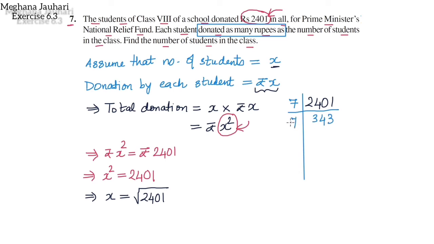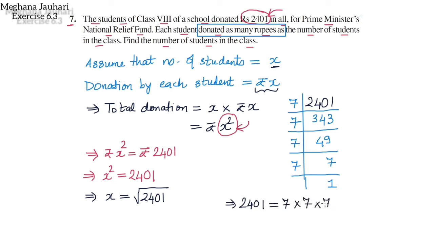Again it is divisible by 7. So we will get 49. Again divisible by 7. So 7 times 7 is 49 and 7 times 1 is 7. Clear? So what we get is that the prime factorized form of 2401 is 7 into 7 into 7 into 7.